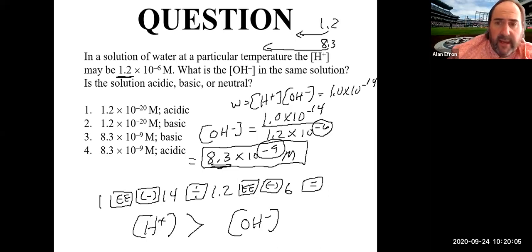Question on that? So to answer it, I guess it is number 4, looks like the winner there in terms of the answer. Any questions on that, or how to calculate H plus concentration, OH minus concentration, determine if it's acidic, basic, or neutral using KW?